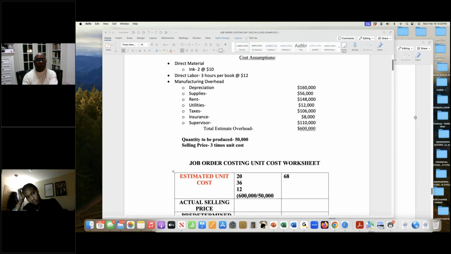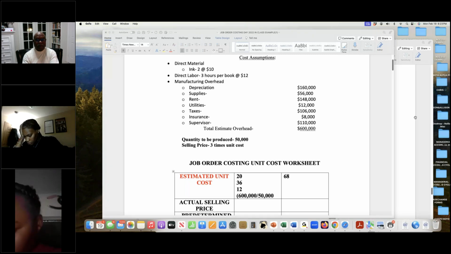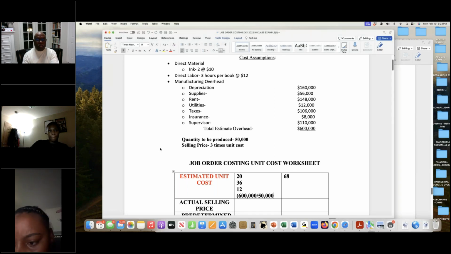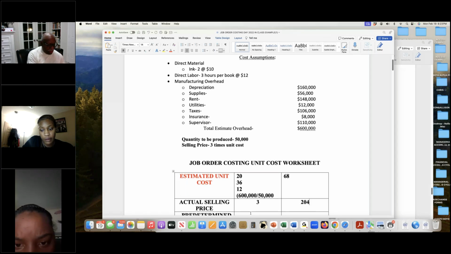For the estimated selling price, since it said 3 times, we would do 68 times 3, right? Correct. Our selling price multiple is 3. And so we're going to multiply 3 times 68. What's our selling price going to be? 204. We just multiply 3 times 68. Everybody see that?